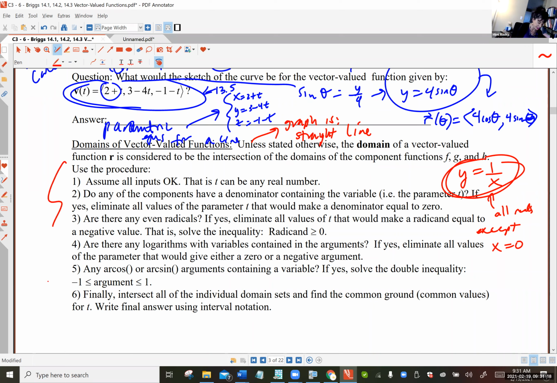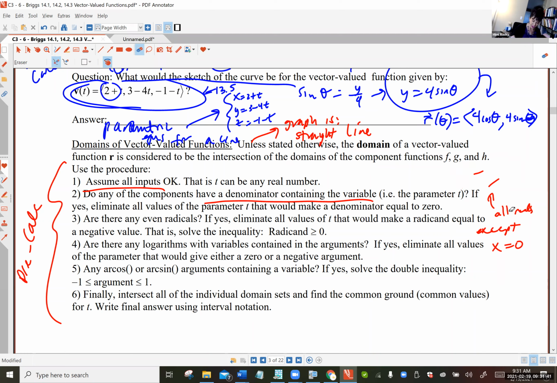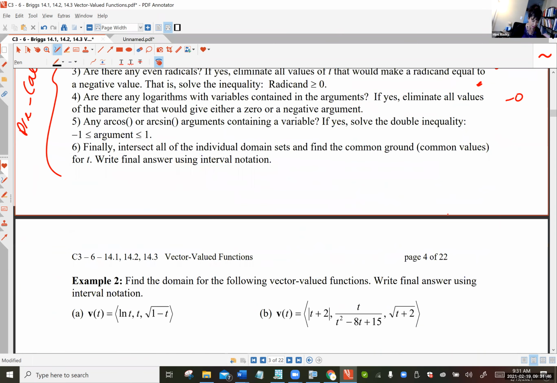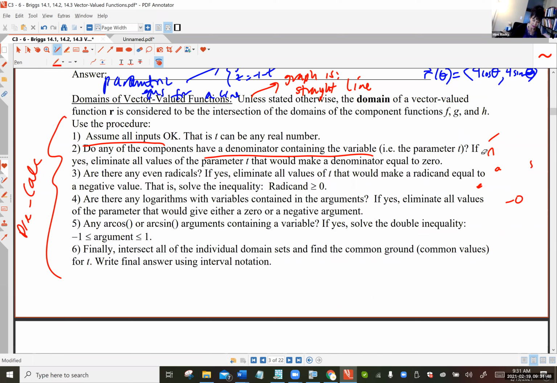So first of all, here are all the rules that I go over when I teach pre-calc. First, I assume all the inputs are okay, and I assume t can be any real number. But then I start worrying if I see certain things happening. So do I see any denominators that might have a variable in it? Because if that's the case, I might then have to worry about division by 0 and have to eliminate any values of t that would make the denominator 0, because we don't want to divide by 0.